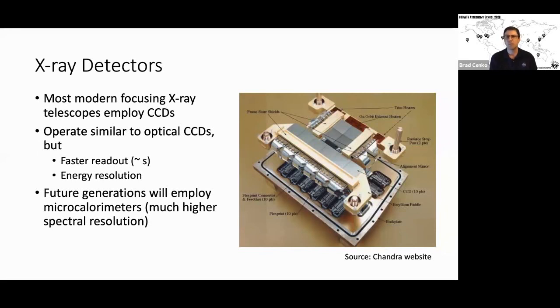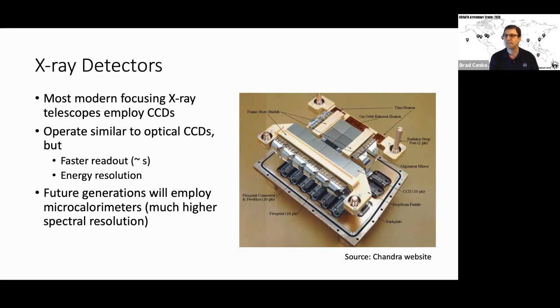But really the most important difference between an optical CCD and an X-ray CCD is that X-ray CCDs are actually able to provide energy resolution. So in addition to the location of the photons that are detected, X-ray detectors can also provide information about the energy of each individual photon that hits the detector. That's a really powerful technique that allows us to do both imaging and spectroscopy simultaneously, something that we definitely can't do, at least with CCDs in the optical. It's worth mentioning very briefly here that future generations of X-ray instruments are going to employ microcalorimeters.